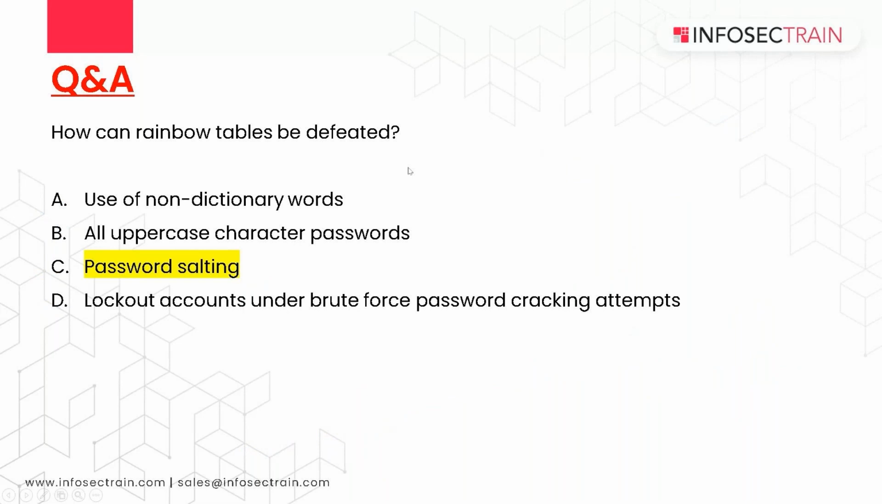So over here, we can use our password salting, in which we add some random strings to our password before converting it into the hash. By doing that, we are making it very complex for the rainbow table to map out. So through this method, we can defeat the rainbow table. So the correct answer is password salting.